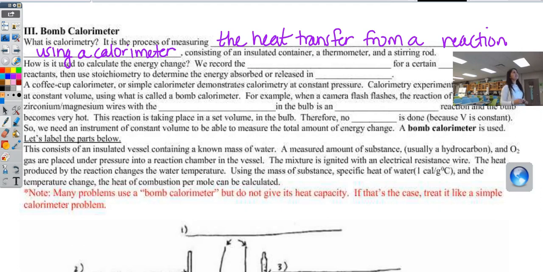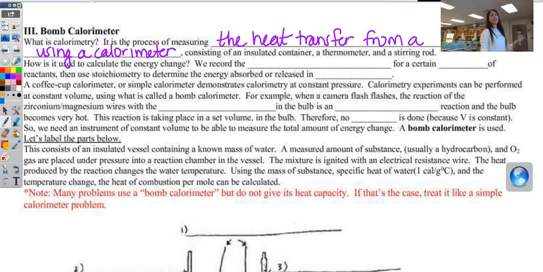It consists of an insulated container, a thermometer, and a stirring rod. How is it used to calculate the energy change? So all we need to do is measure the temperature change. So once we know our delta T for a certain mass, we need to make sure that we understand what the mass is of the reactant. So we use stoichiometry to determine the energy absorbed or released, and typically the units are kilojoules. We can also use kilojoules per mole. We can use calories or kilocalories.